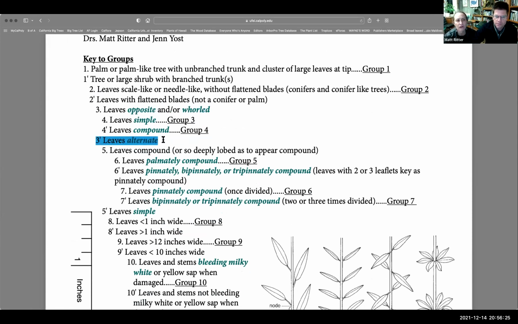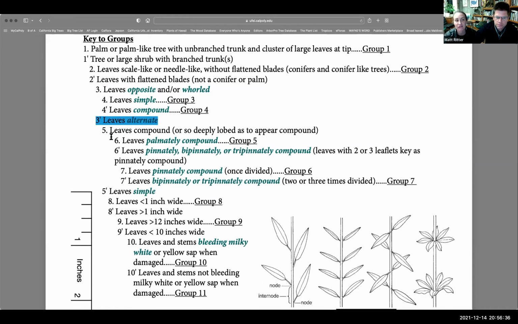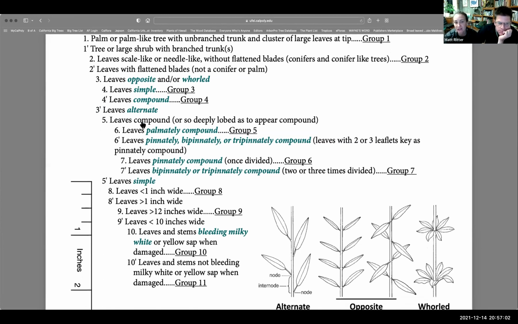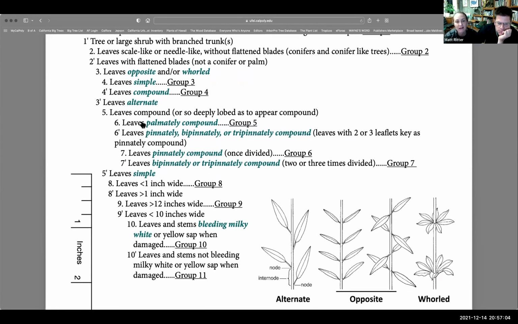So what Matt said is that these are two mutually exclusive statements. They're always paired by a number. When you make your choices, you work your way down the key and you always advance to the question that's directly below what you've just chosen. So if you choose 2', leaves with flattened blades, then the next thing you're going to read is 3, which says leaves are opposite or whorled, or 3', which is that leaves are alternate. And there's a cool thing that each of those bolded words is hyperlinked to a definition of what that word means. So the PDF is actually really awesome to use on your computer as well.